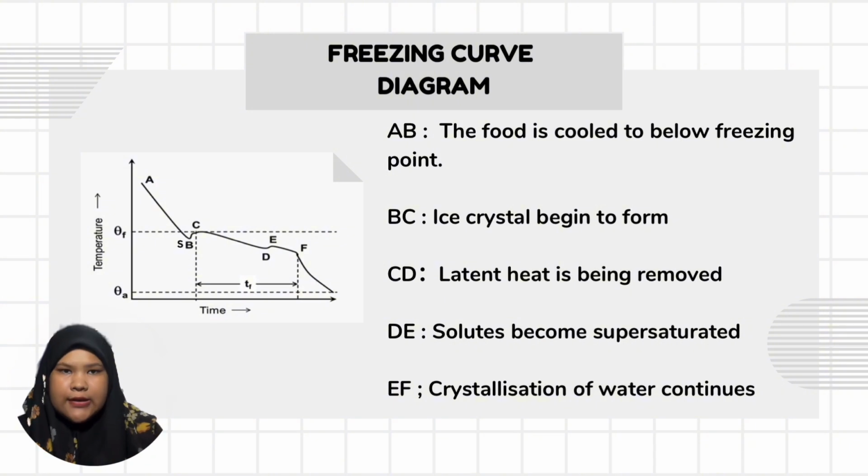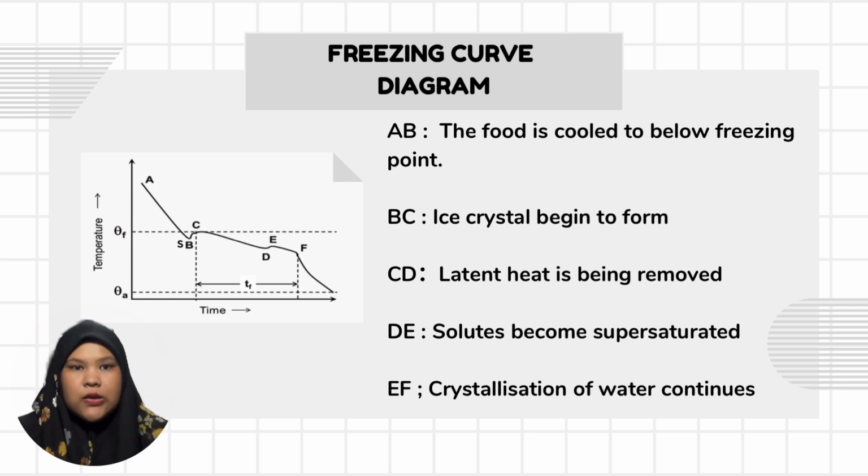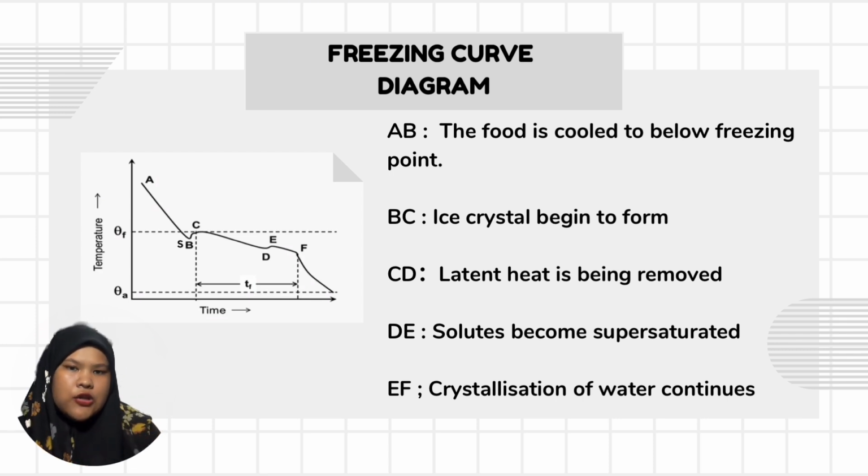Next, we move to the freezing curve. At point AB, the food is cooled to below the freezing point. At point S, the water remains liquid although the temperature is below the freezing point. This phenomenon is known as supercooling and may be as much as 10 degrees Celsius below freezing point. At point BC, the temperature rises rapidly to the freezing point as ice crystals begin to form. Latent heat of crystallization is released.